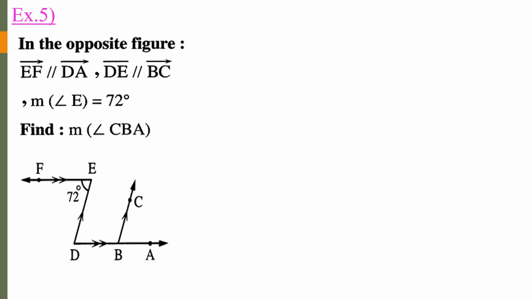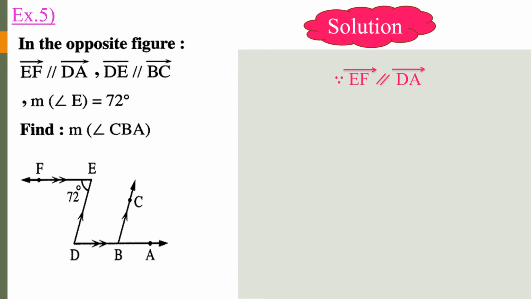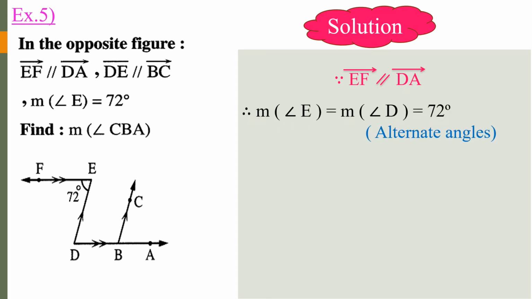Exercise number 5. In the opposite figure, EF is parallel to DA and DE is parallel to BC, and the measure of angle E equals 72 degrees. Find the measure of angle CBA. Solution: since EF is parallel to DA and ED is a transversal of them, then the measure of angle E equals the measure of angle D, which equals 72 degrees, as alternate angles.